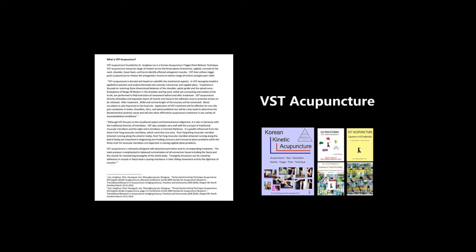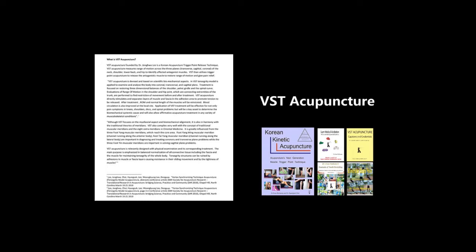VST acupuncture is devised and based on the scientific biomechanical aspects. In VST, the tensegrity model is applied to examine and analyze the body into coronal, transversal, and sagittal planes. Treatment is focused on restoring three-dimensional balance of the shoulder, pelvic girdle, and spinal curve. Evaluations of range of motion in the shoulder and hip joint, which are connecting extremities of the trunk, are performed to find restrictions of movement before and after the treatment.